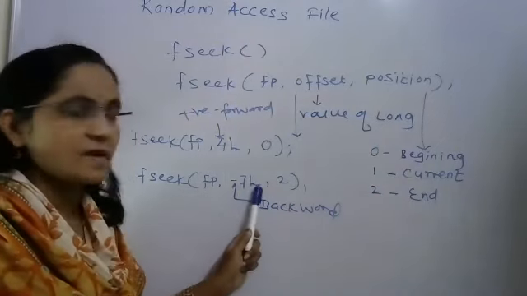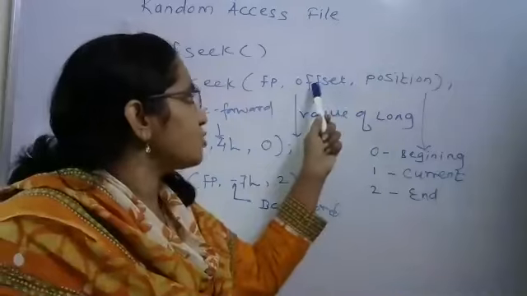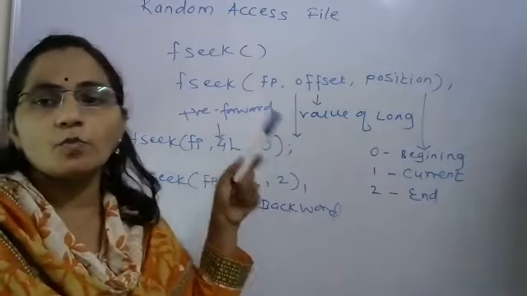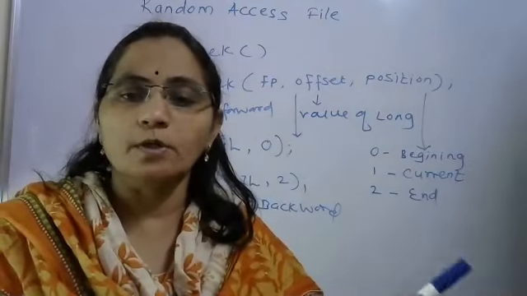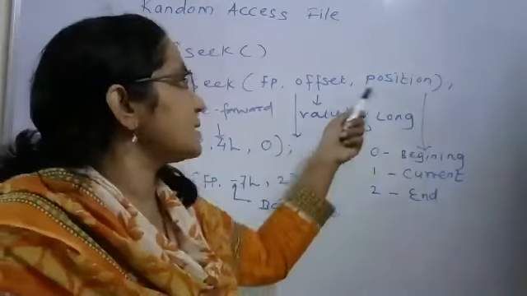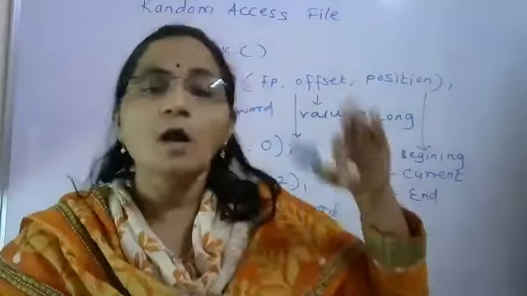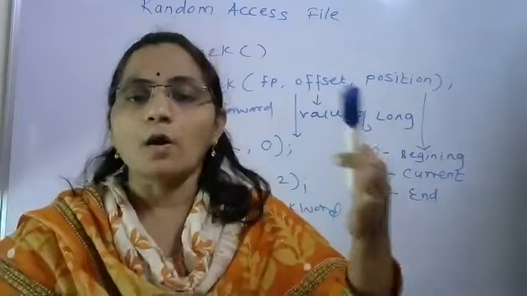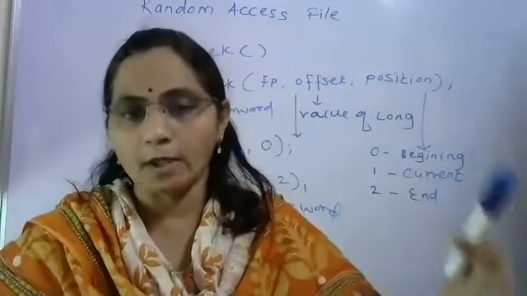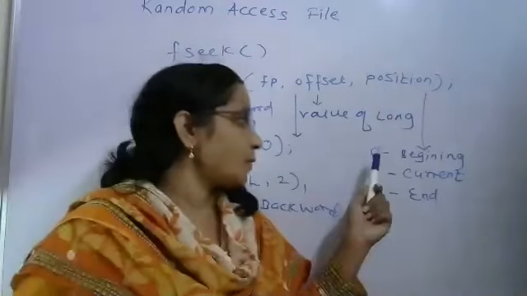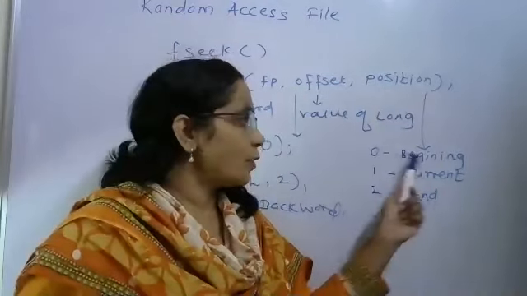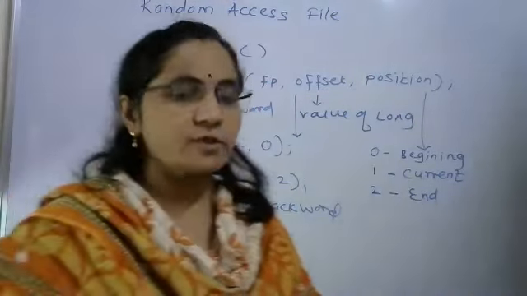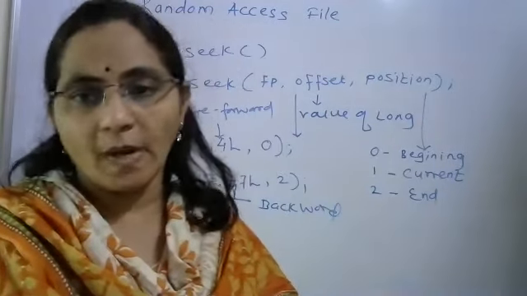So 4L, -7L, and so on. The value of offset is either positive or negative. If it is positive, then the file pointer moves forward. If it is negative, then the file pointer moves backward. And the last parameter is the position. Position means you have to specify from where you want to move: from the beginning of file, from the current position, or from the end of file position. For that, 3 values are provided: 0, 1, and 2. 0 for beginning, 1 for current, and 2 for end. So likewise, you can move the file pointer either in the forward or the backward direction.